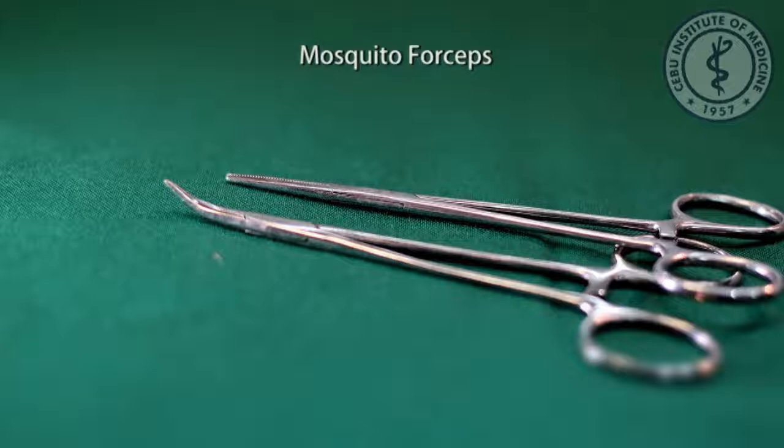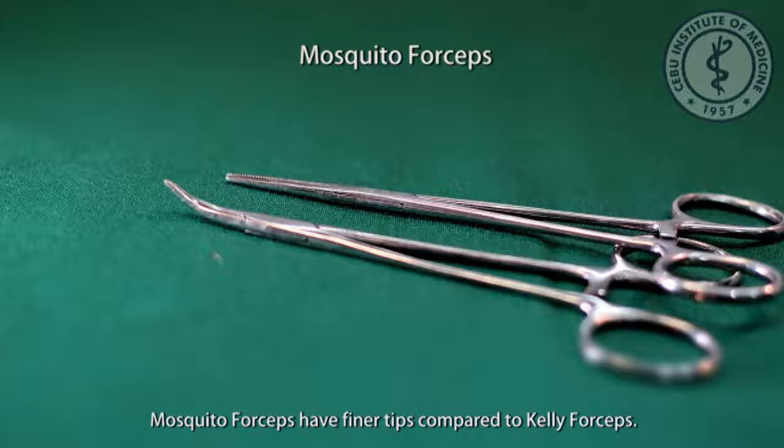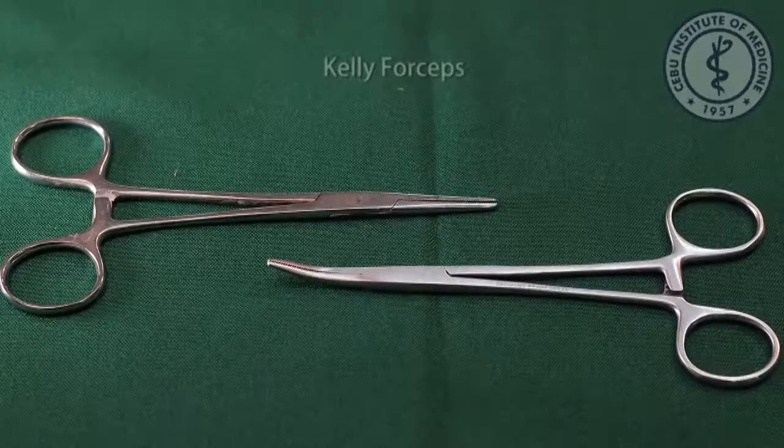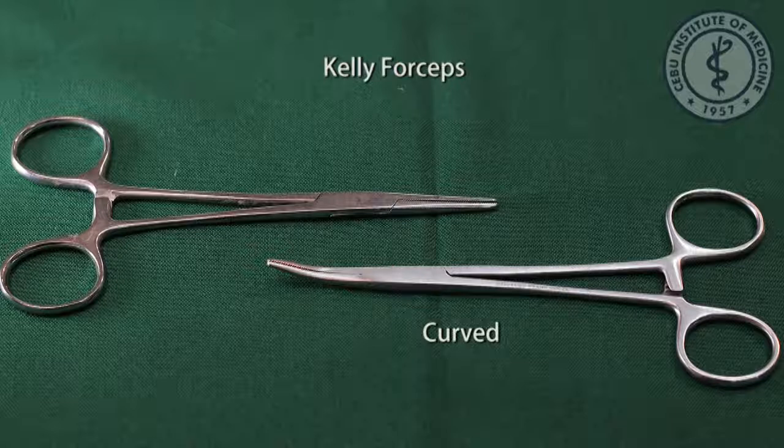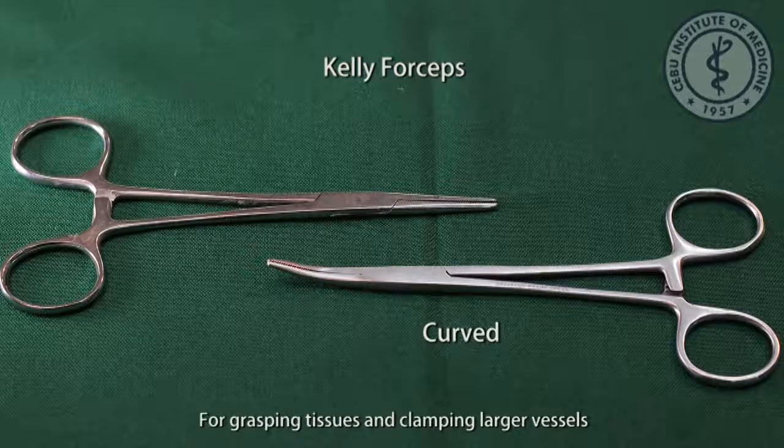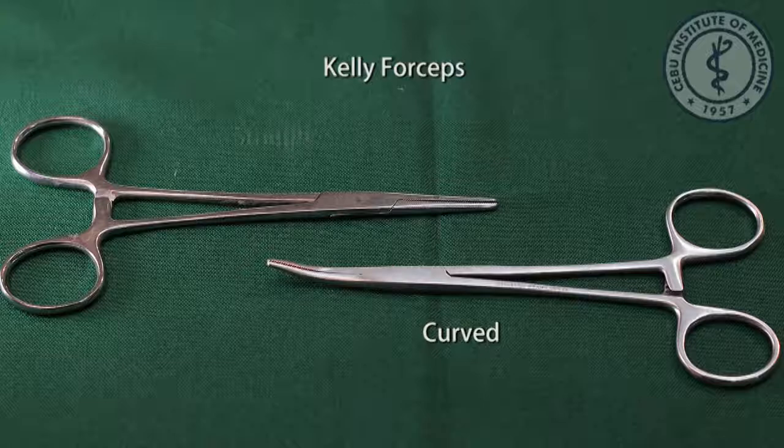Clamp forceps. Mosquito forceps. Curved, for hemostasis, clamping bleeders. Straight, for grasping fine tissues. Mosquito forceps have finer tips compared to Kelly forceps. Kelly forceps. Curved, for grasping tissues and clamping larger vessels. Straight.